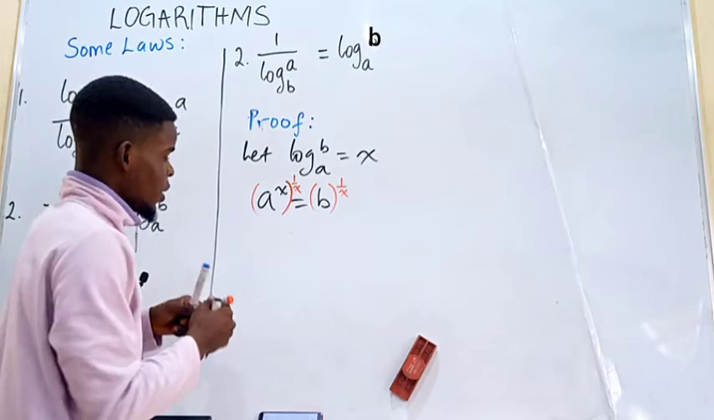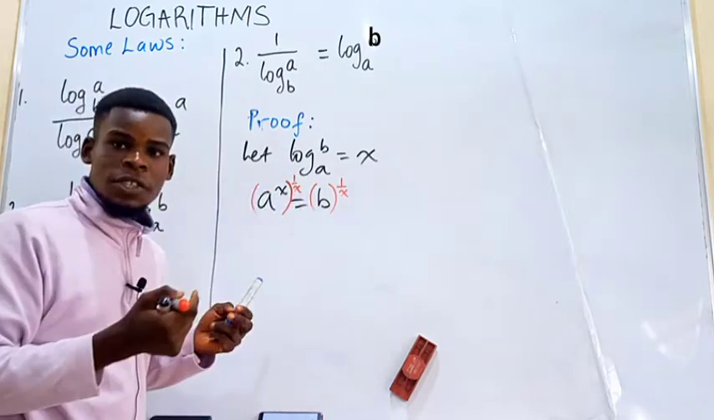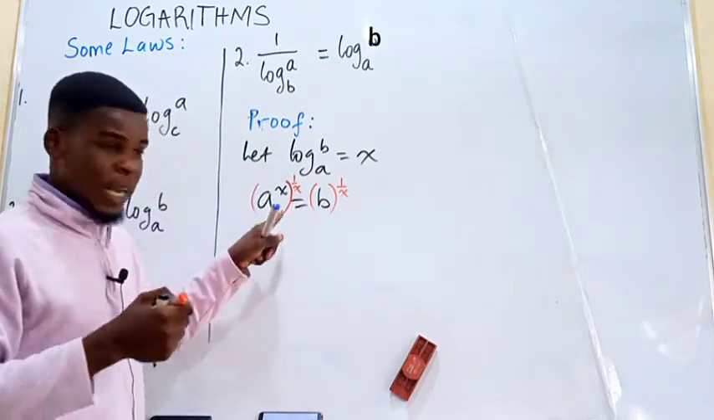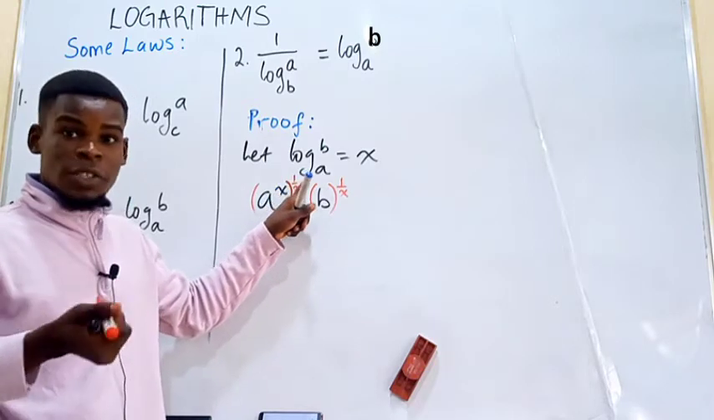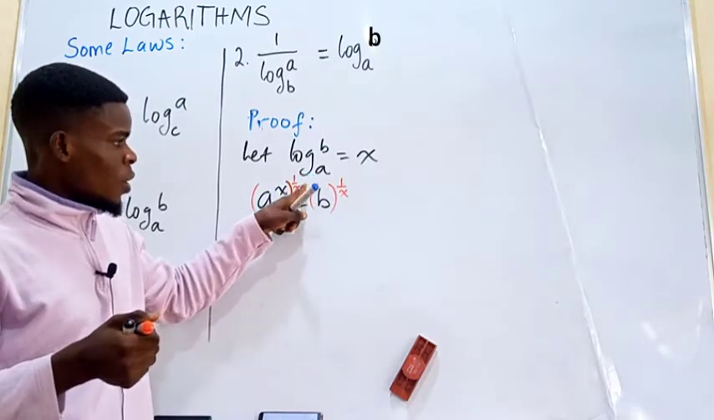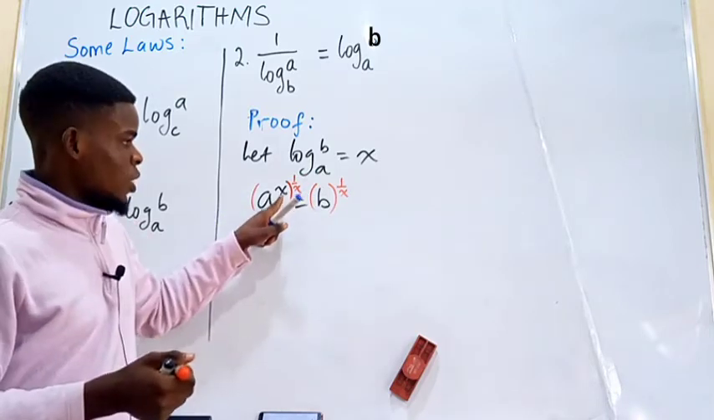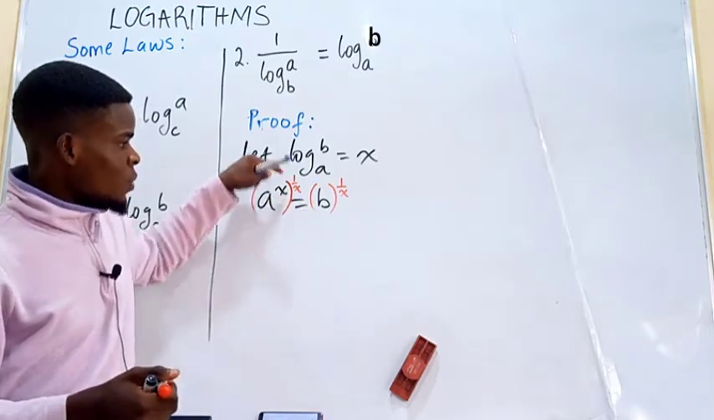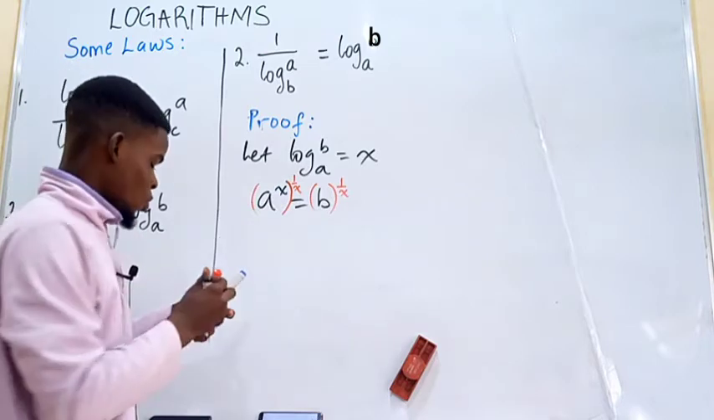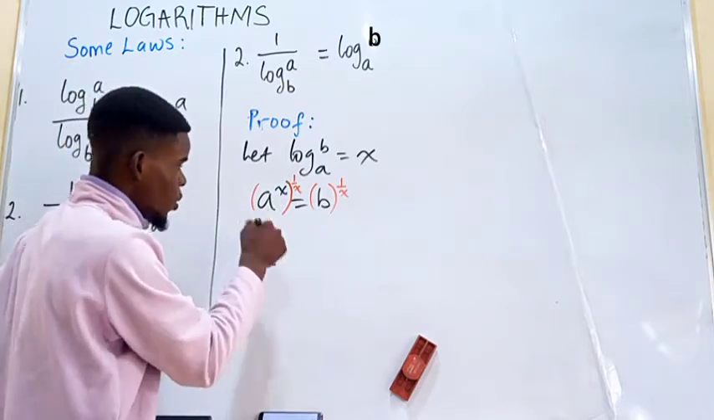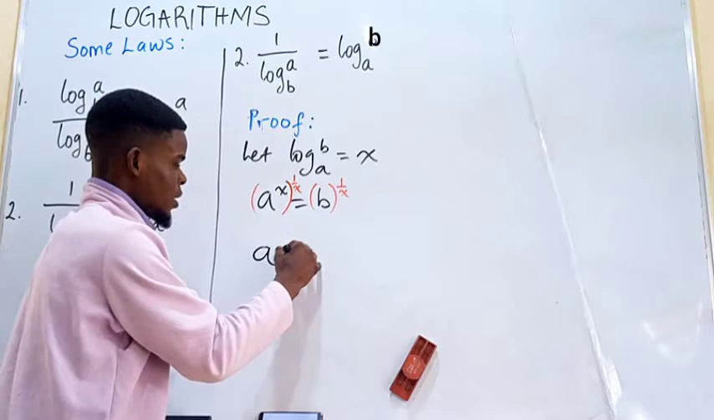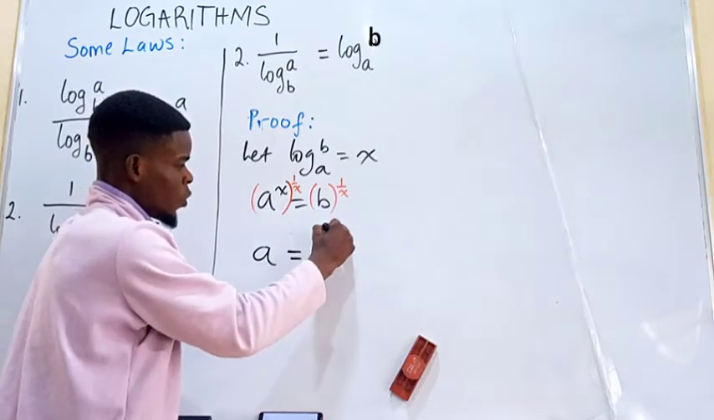And you see here that this 1 over x is a fraction and it's out of the bracket. It's a fraction, it's a power, and it's out of the bracket. So by that we are going to multiply the powers, from our laws of indices. By multiplying the powers, we're going to have x times 1 over x. That's going to be 1. So we're just going to end with a raised to power 1. And on the right hand side, we're going to just have b raised to the power of 1 over x.